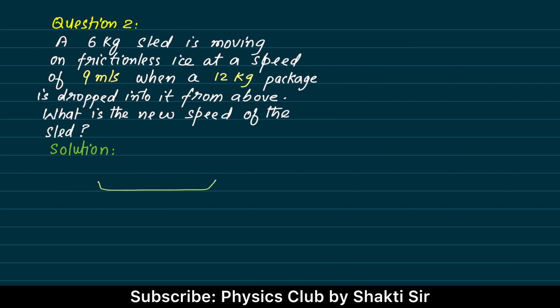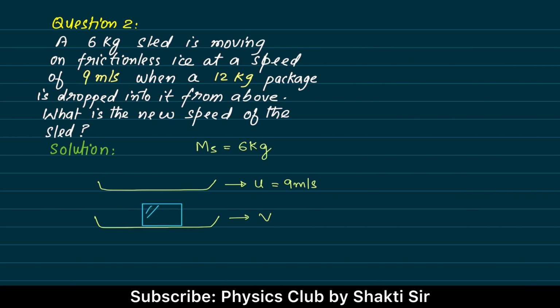So we can easily write the initial linear momentum, that is the mass of the sledge multiplied by the speed of the sledge. And after, what happened? The sledge is moving with some speed v, but, as you can see, it is clearly written, when a 12 kg package is dropped into it from above. So let's say this is a 12 kg packet, mass of the packet, right? What is the new speed of the sledge?